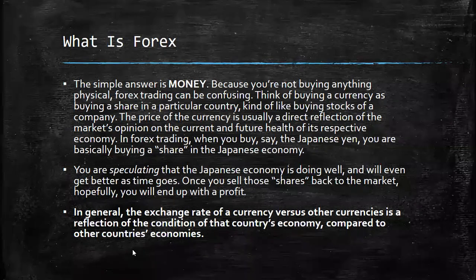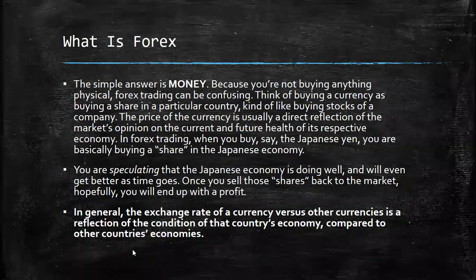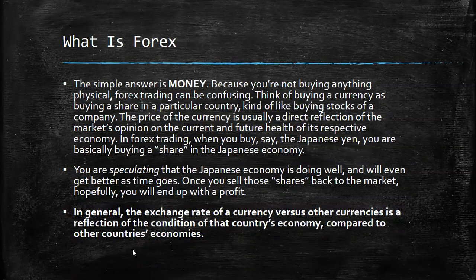In Forex trading, let's say you buy the Japanese yen. You are basically buying a share of the Japanese economy. You are speculating that the Japanese economy is doing well and will get even better as time goes up. So that's why we buy. Once you close your order, or sell those shares back to the market, hopefully you end up with a profit. Basically, the exchange rate of a currency versus other currencies is a reflection of the condition of that country's economy compared to the other country's economy. For instance, the euro versus the United States dollar is Europe's economy versus our economy.